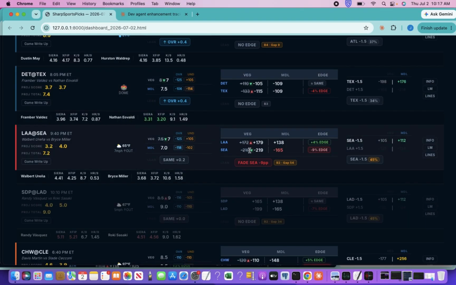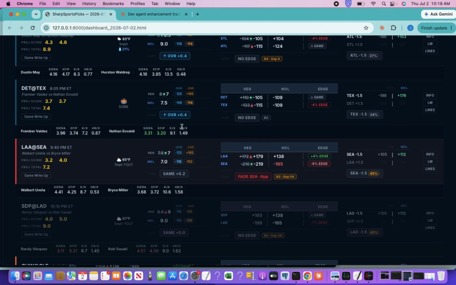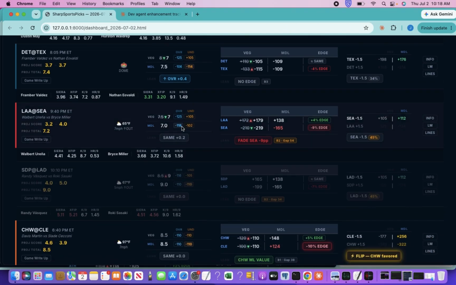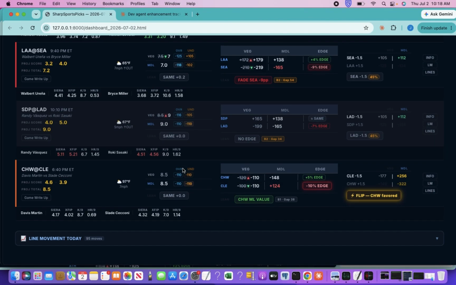Right here. So we're still on Seattle. We're just not as much on Seattle as Vegas is. So option one, we're aligned with Vegas. We're just heavier. We're aligned with the money line favorite. We're just higher on it. Option two, we're lower on it. Option three is we're exactly aligned with them on it.